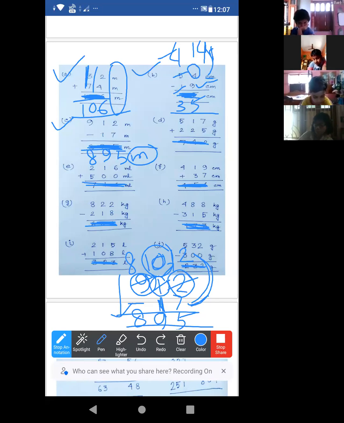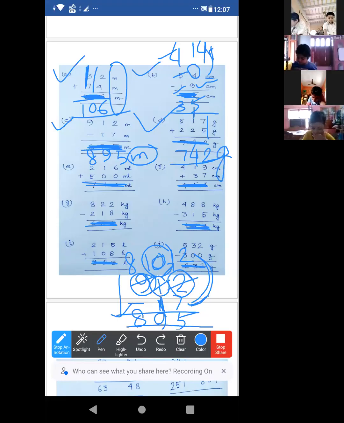Acha, number C done. Number D now. It is normal addition. Okay. Look, 5 plus 7, 12. 2, 1 carried over there. 2 plus 1, 3 plus 1, 4. Okay. Then 5 plus 2, 7. 742 gram. Put the unit also. Gram. A, B, C, D done.